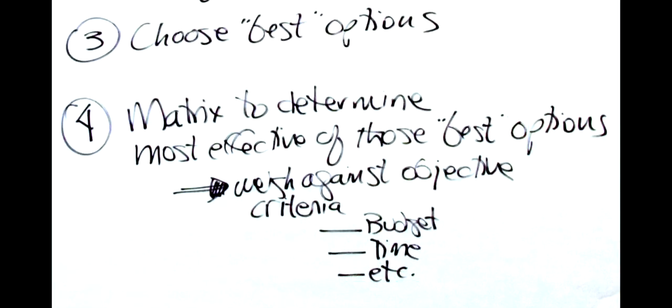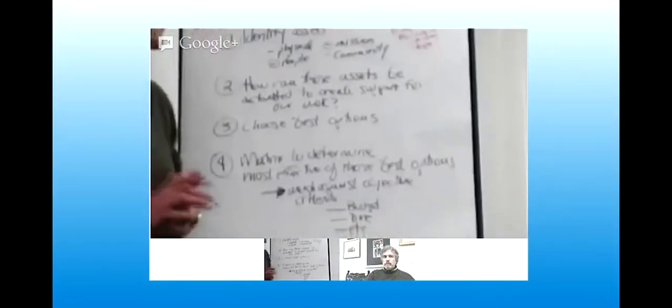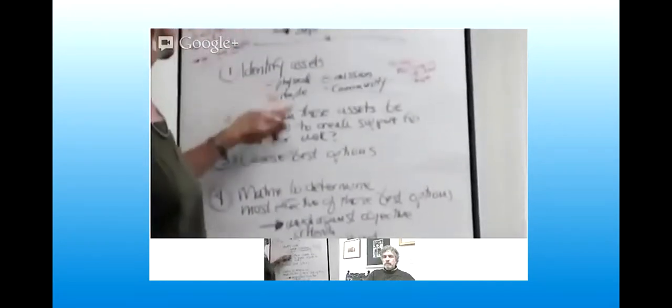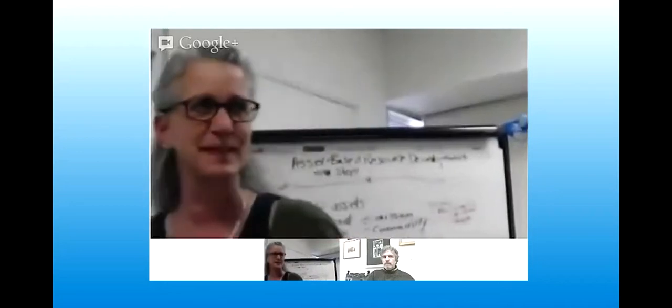From there, we choose the best options, and then we matrix against objective criteria to determine which are the best options and which of those are the best. But for today, I think all we're going to really get to is identifying our assets in the people area and how those assets can be activated. So that's it for instructions. The rest of it is just you and me planning.